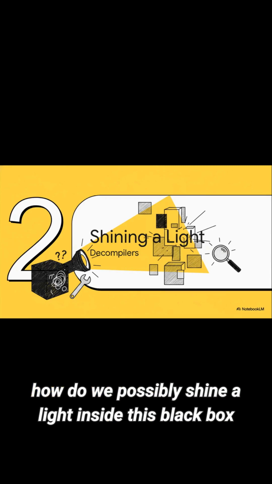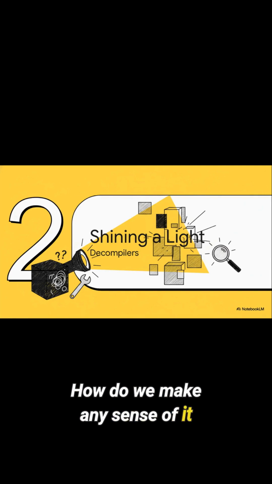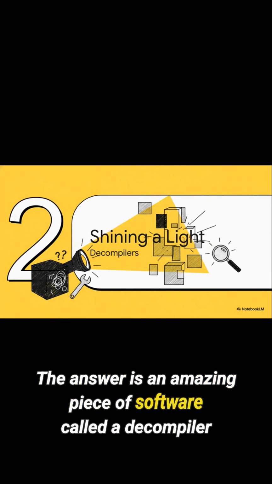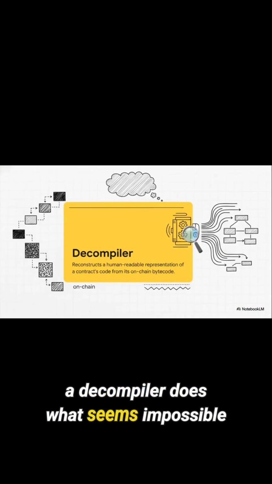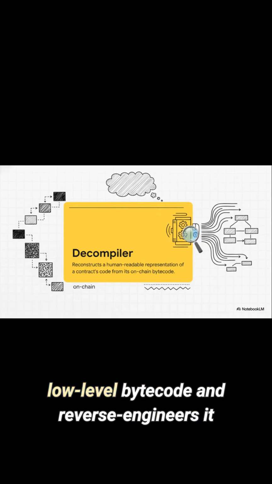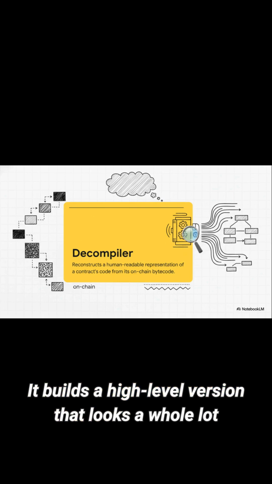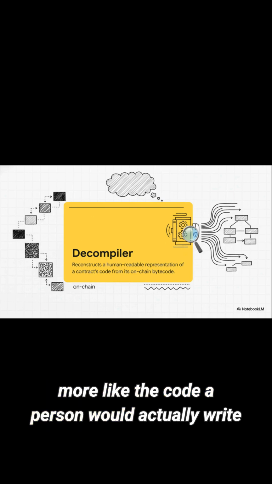So, how do we possibly shine a light inside this black box? How do we make any sense of it? The answer is an amazing piece of software called a decompiler. To put it simply, a decompiler does what seems impossible. It takes that messy, low-level bytecode and reverse engineers it. It builds a high-level version that looks a whole lot more like the code a person would actually write.